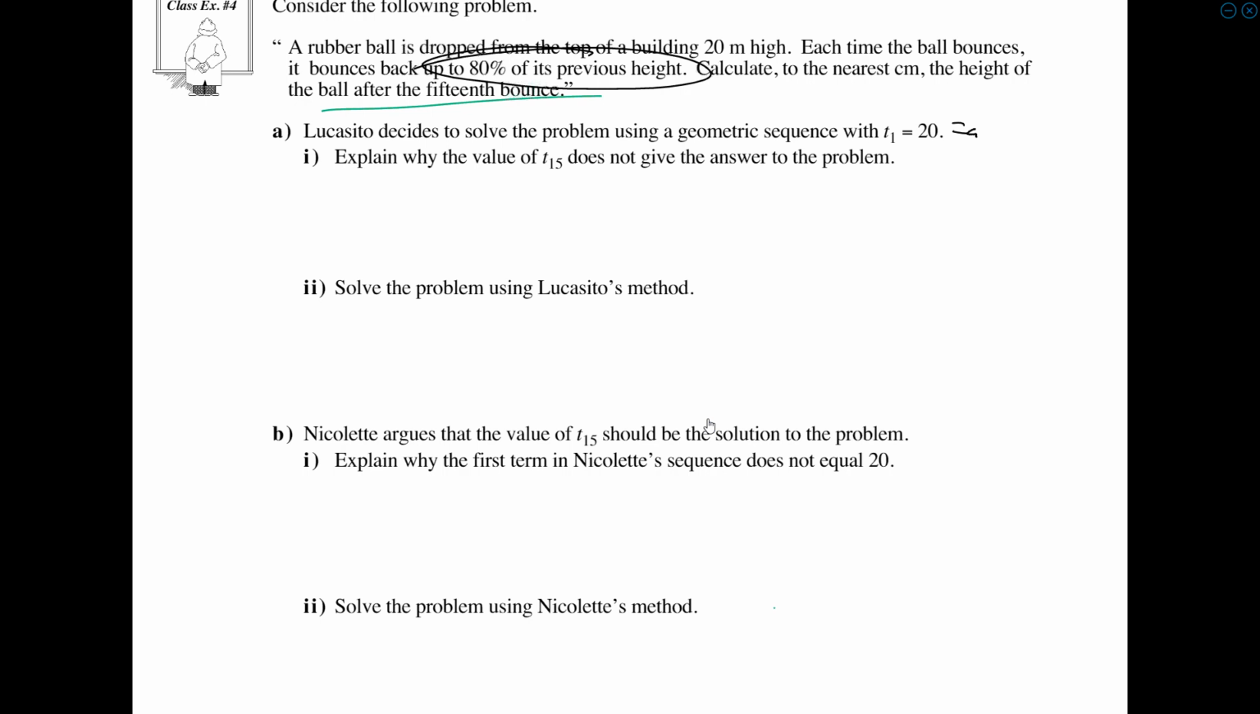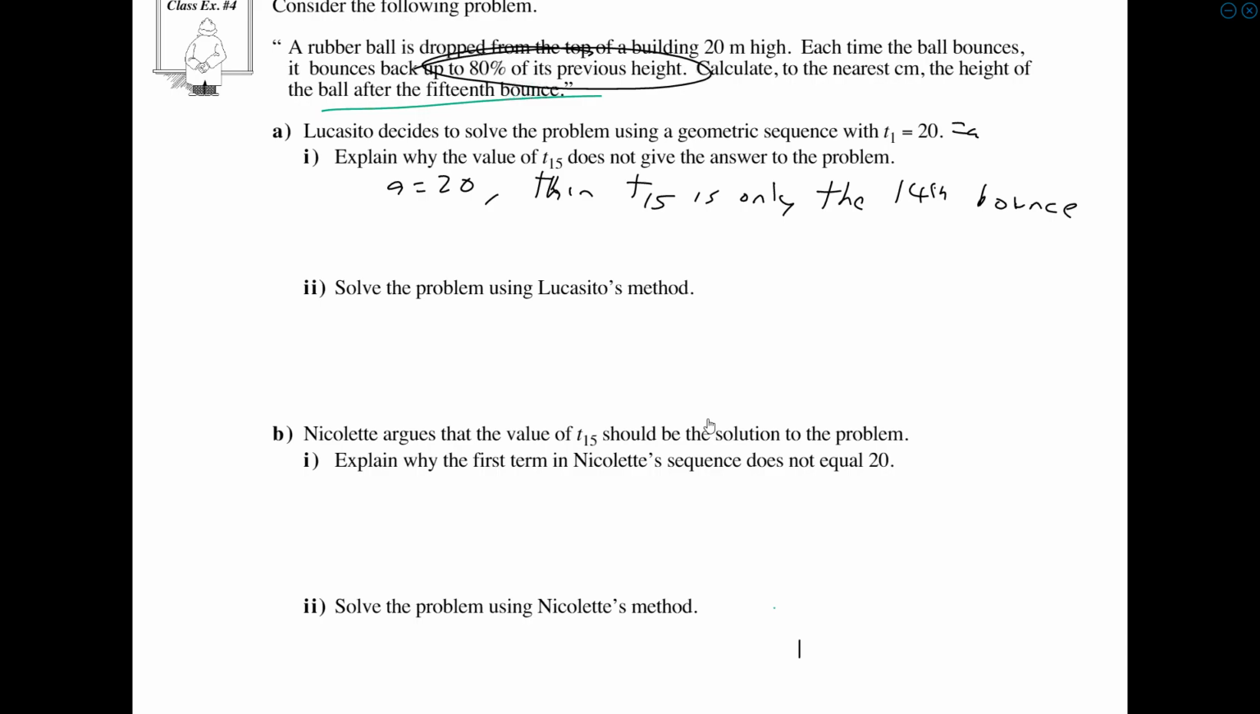But let's think about what actually is happening. So drop, 1, bounce, 2, 3, 4, 5, and so on. So we get to 15. If we're calling drop 1, there's only been 14 bounces. So if A is 20, then T15 is only 14 bounces.